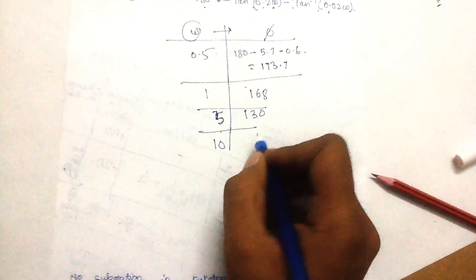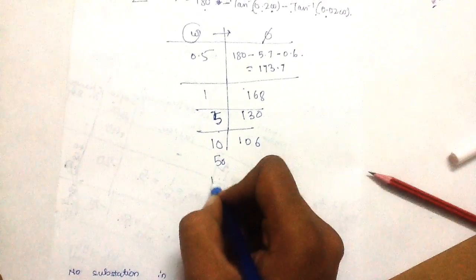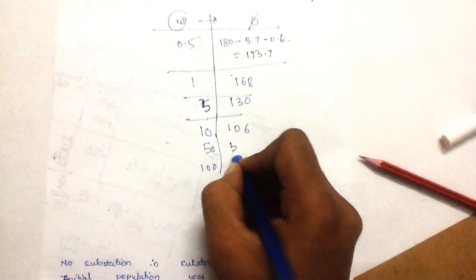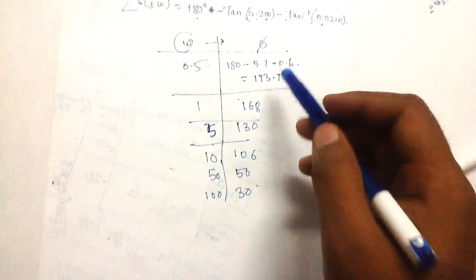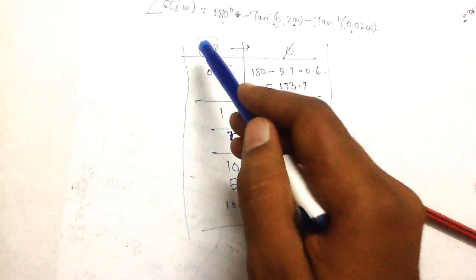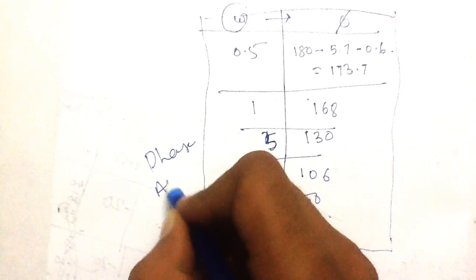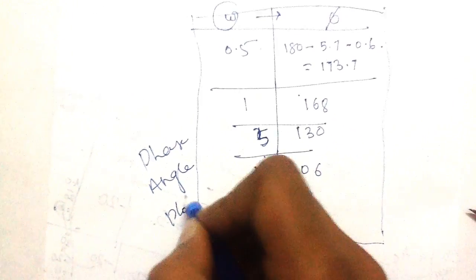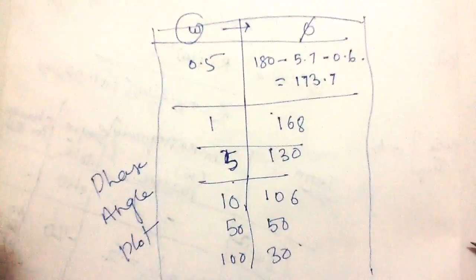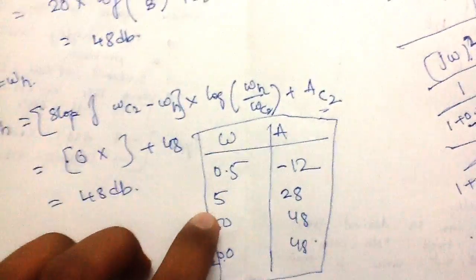And for 10 you have 106. And for 50 and for 100. For 50 I have 50 itself, and for 100 I have 30. So these are the different omega values and phase angle values. This is going to make my phase angle plot. These are the values that are going to give me the phase angle plot, and what we have got here are going to give us the magnitude plot.